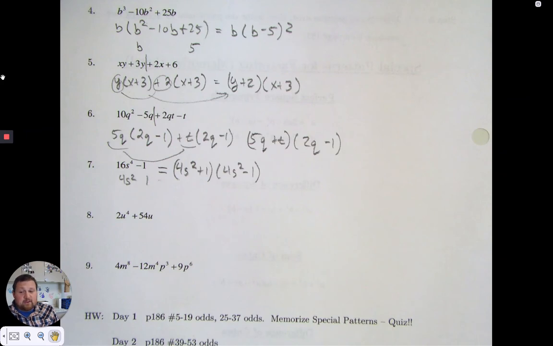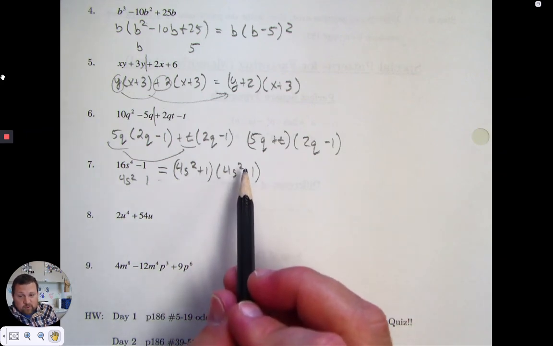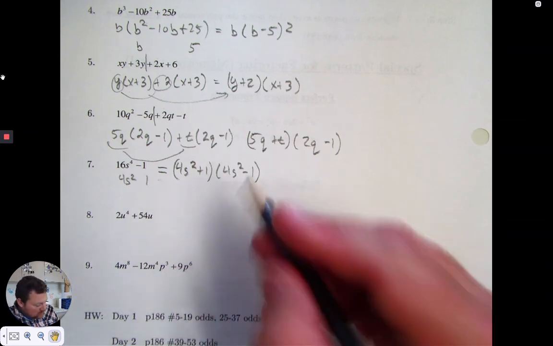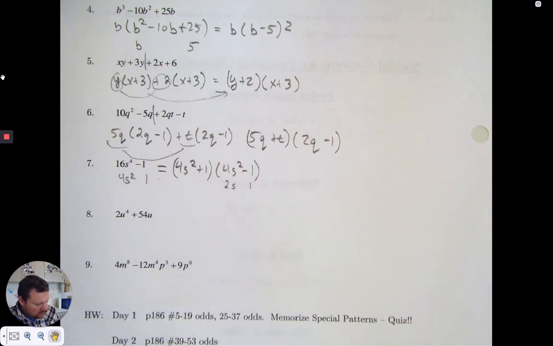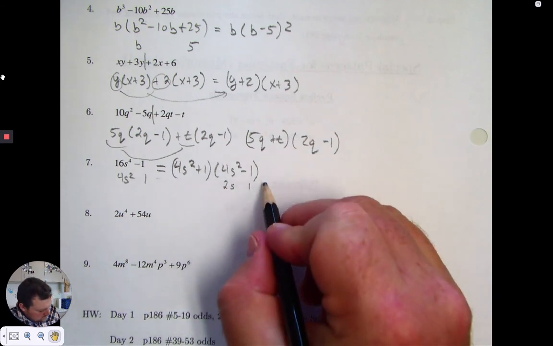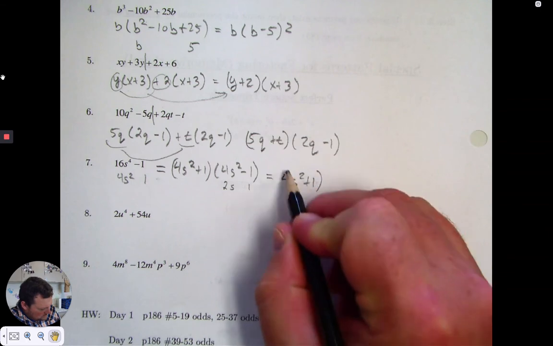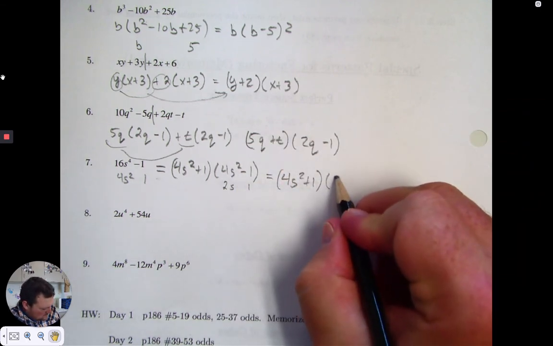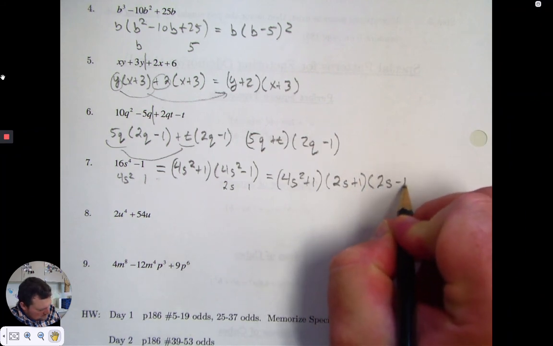But here we have to be a little careful, because 4s squared is also a perfect square, and 1 is also a perfect square, which means we can do it again because we can take the square root and get 2s and take the square root and get 1. So we actually have to do 2 parts to factoring this problem. So this is going to be the 4s squared plus 1. We can't do anything with it, it just comes over. And then we break this down, and this is now 2s plus 1 times 2s minus 1.